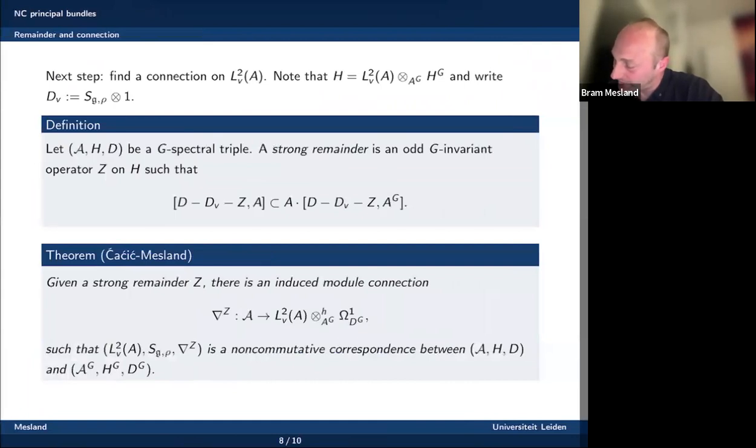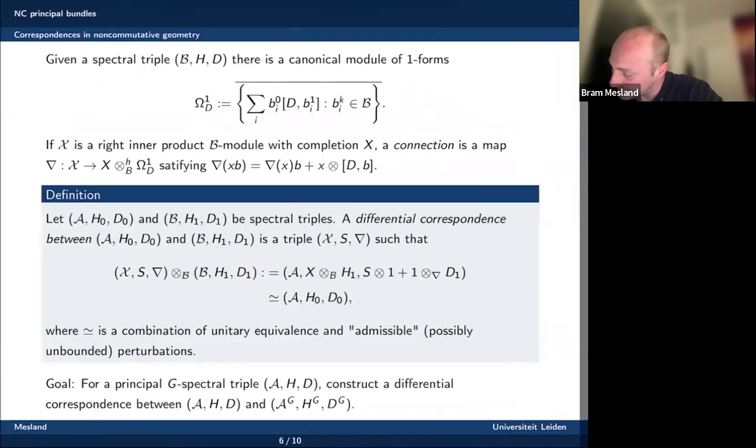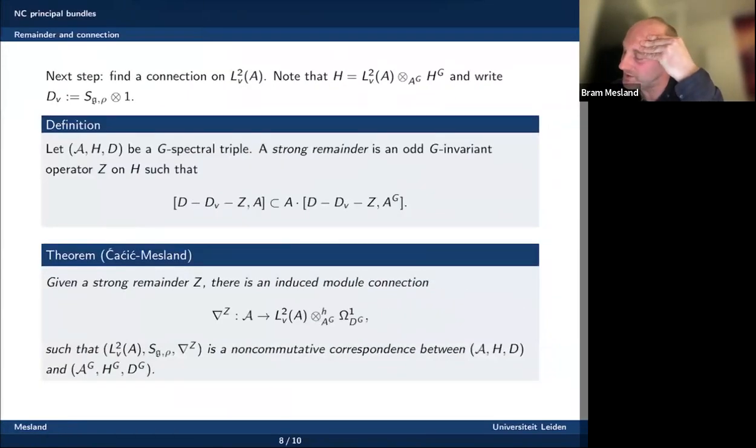And for the connection, you need to require some analytic analog of the notion of strong connection that has been around in the more algebraic literature for a long time. In the definition of the correspondence, we cannot really expect to find the spectral triple as a product on the nose. There will always be perturbation terms, and that's encoded here in this definition of a strong remainder, which is an odd G invariant operator Z on H, such that if I take the difference of the total D with the vertical D and the Z, and I take commutators with A, then I actually land in the algebra forms for this second operator. And this you can only expect to happen once you subtract this Z. So this is something you need to look for.